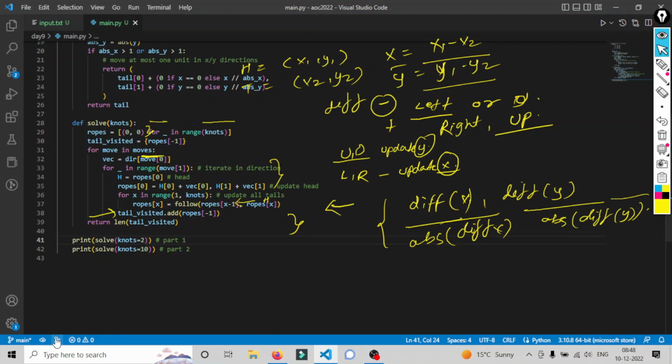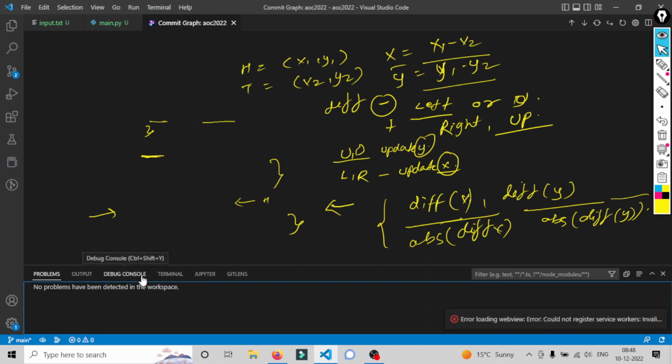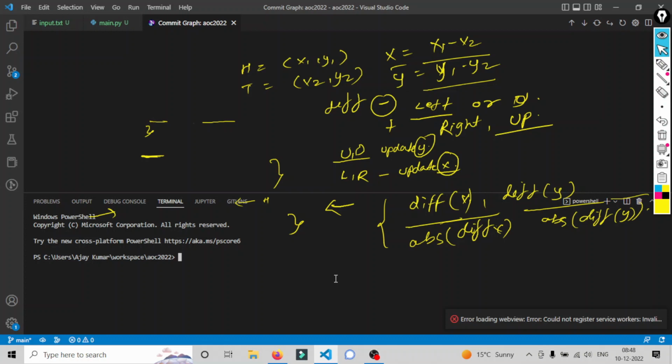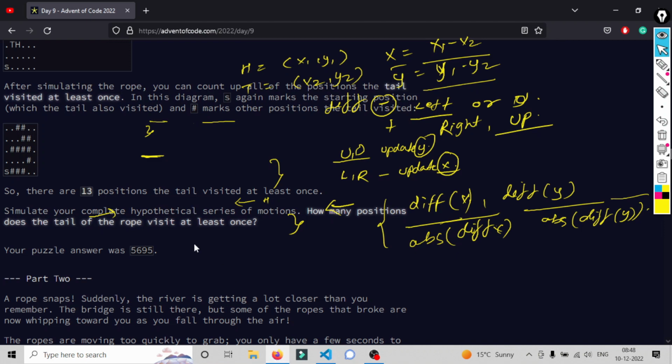So let me show you the output. Let's move to day 9 and run main.py. For part 1 it is 5695. If I go to the problem question here, you can see it is 5695 for part 1.